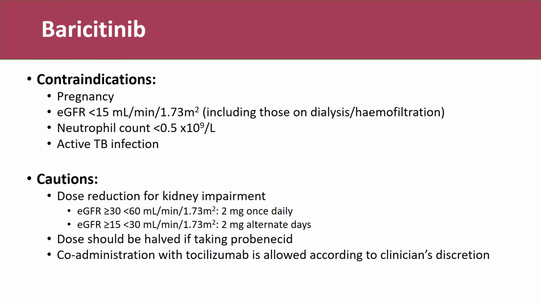Because baricitinib is primarily excreted by the kidney, participants with suboptimal kidney function should have a reduced dose. For those with an eGFR between 30 and 60, a baricitinib dose of 2 mg once daily, that is, half the dose, should be used. In those with an eGFR between 15 and 30, 2 mg on alternate days should be used, or if 1 mg tablets are available, a dose of 1 mg once daily can also be used.